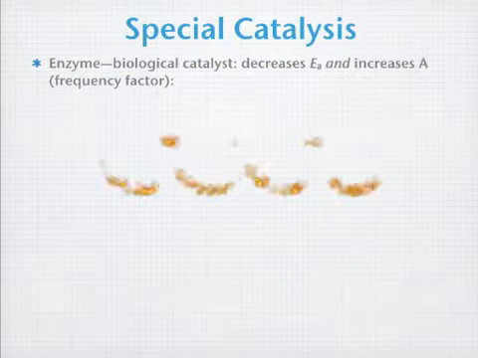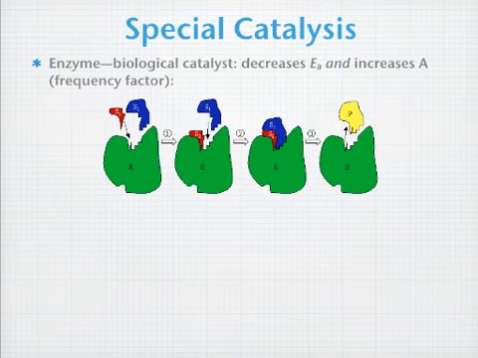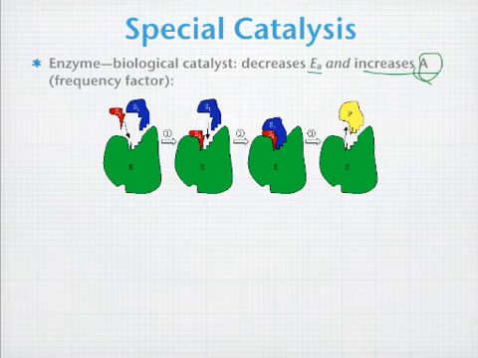Finally, special catalysts. A special catalyst is an enzyme, a biological catalyst that decreases the activation energy and at the same time increases that frequency factor A that we saw yesterday in the Arrhenius equation. So this is the only kind of catalyst that actually affects that A value. All other catalysts only affect the activation energy.